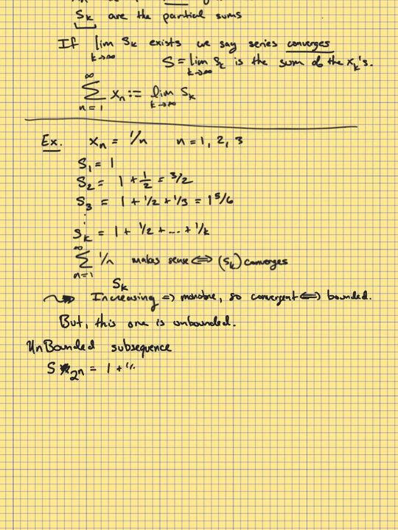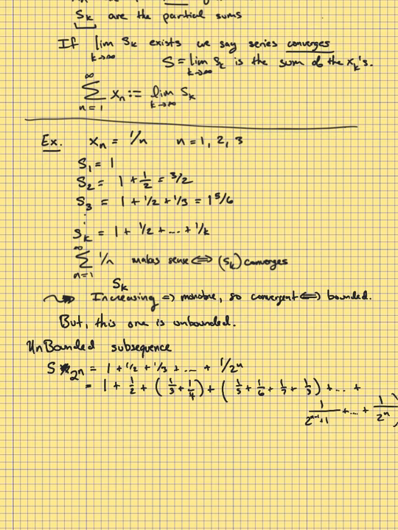This is 1 plus a half plus a third, all the way up to 1 over 2 to the n. And I'm just going to separate this. This is 1 plus a half plus a third plus a fourth plus a fifth plus a sixth plus 1/7 plus 1/8. And you continue this all up to 1 over 2 to the n minus 1 plus 1, plus 1 over 2 to the n.